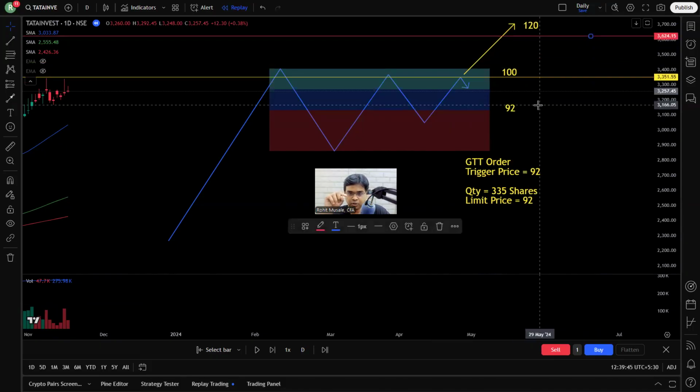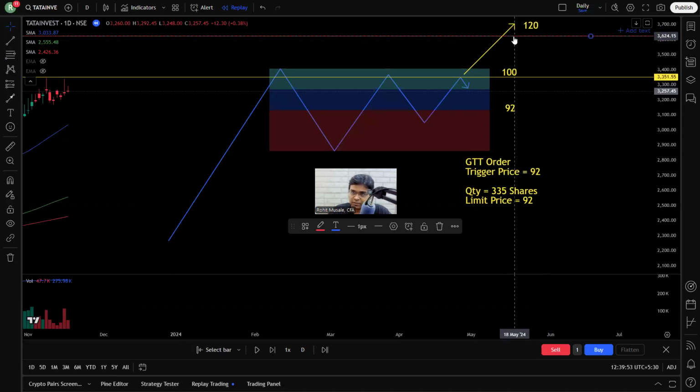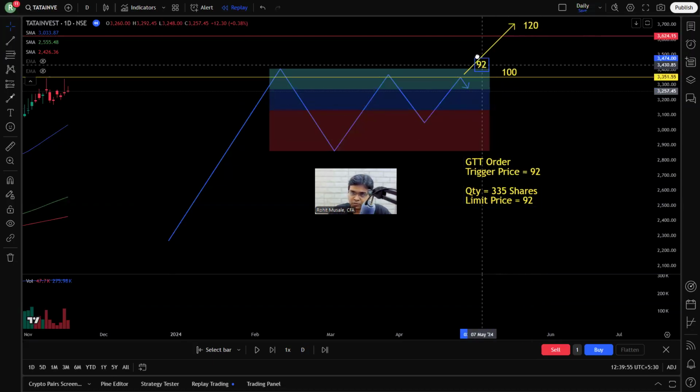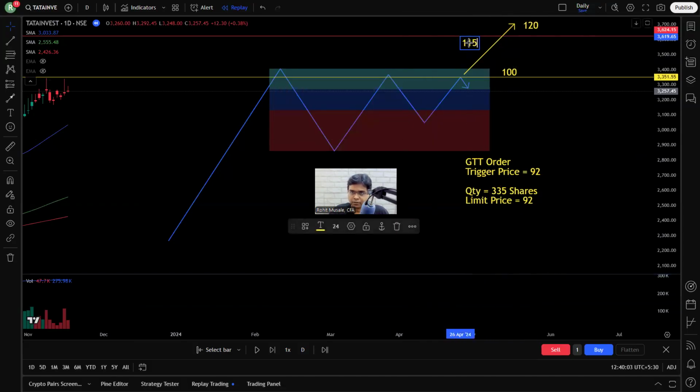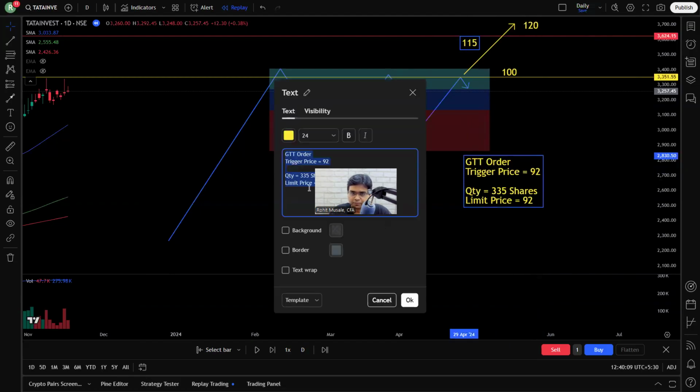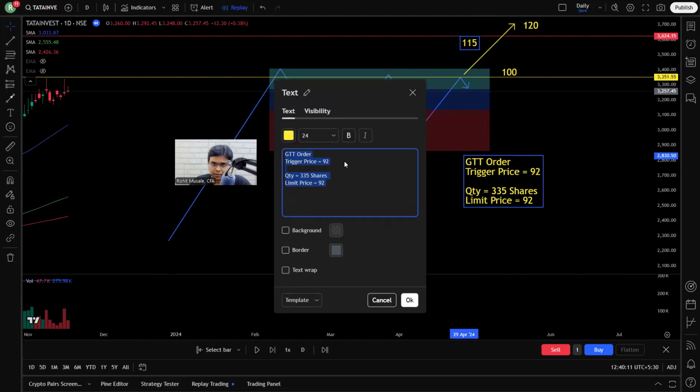See, now your stop loss is above your buy price, which means you're trying to protect your unrealized gain. So let's say this level is 115. We'll move the stop loss from 92 to 115. Now tell me your trigger price. Your trigger price is 115. Your limit price, what should it be? Let's keep it 2 rupees below, at 113, right?